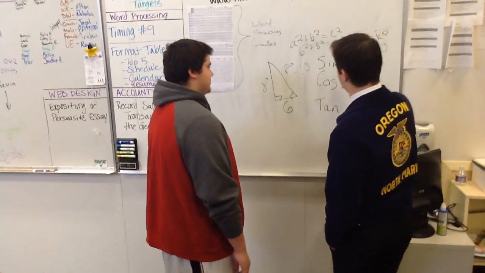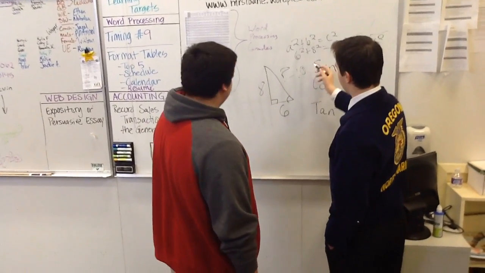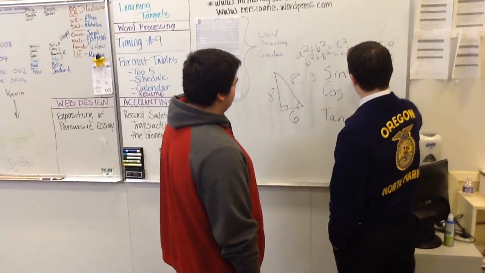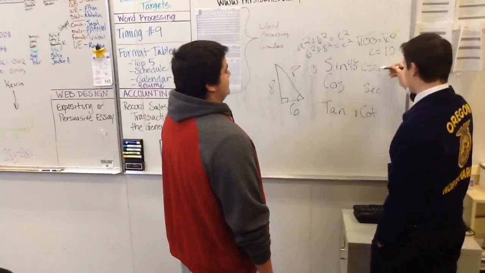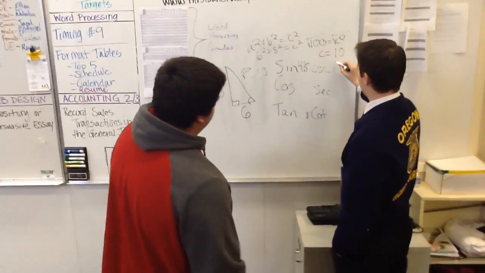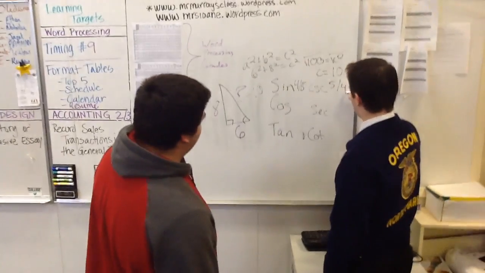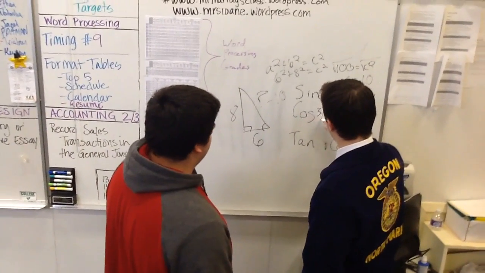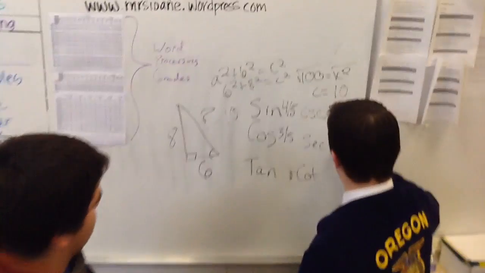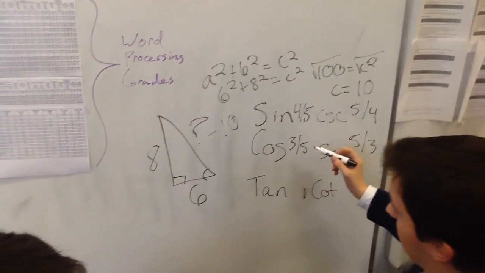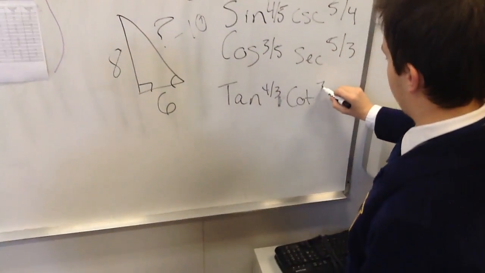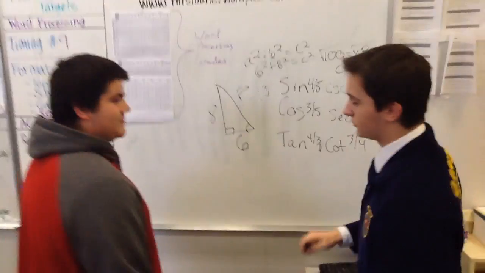Now sine is opposite over hypotenuse. So it's 8 and 10. Simplify it: 4 fifths. And since this is the opposite, you got to flip the numbers. That's how you get the first one. Next one's adjacent, so it'd be 3 fifths. You got to simplify: 5 thirds. Then it would be 4 thirds. Then 3 fourths. And that's how you evaluate this triangle.